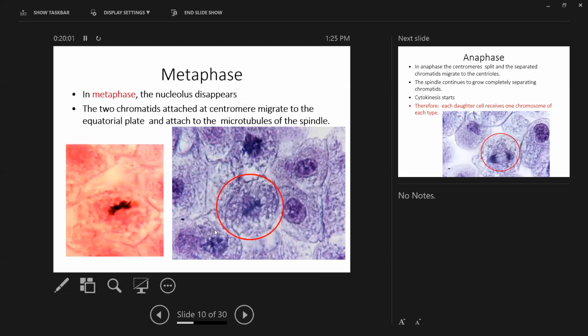The next phase is metaphase. Nucleolus is gone. Nothing remains visible from the nucleus or the nucleolus, so that's completely gone. The chromosomes have fully formed, they've fully condensed, and they line up on the middle of the cell. We call it the equatorial plate, the line dividing the cell in half. And they line up there so we can make sure that when we distribute the chromosomes, we're going to have an equal number going to both sides.